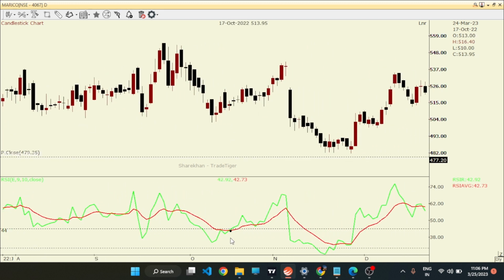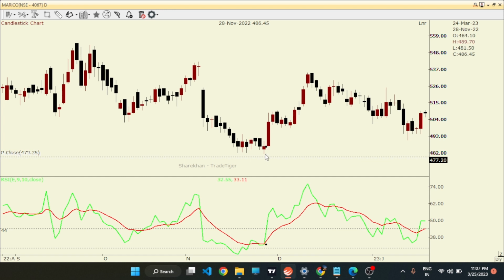Here it gave an entry on 17th October. Candle closing was 515. Stop loss will be 512, so I'm taking the previous day's low 510. 5 points SL and 10 points profit. 525 will be the target, and after 2-3 days it reached our target.